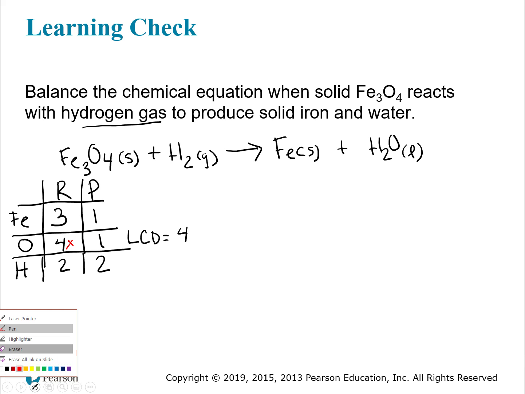So the lowest common denominator between these two is 4. So I will multiply the product side by 4. This time, there is no just straight up oxygen. I have to put the coefficient in front of the compound that has oxygen in it. That's the water.